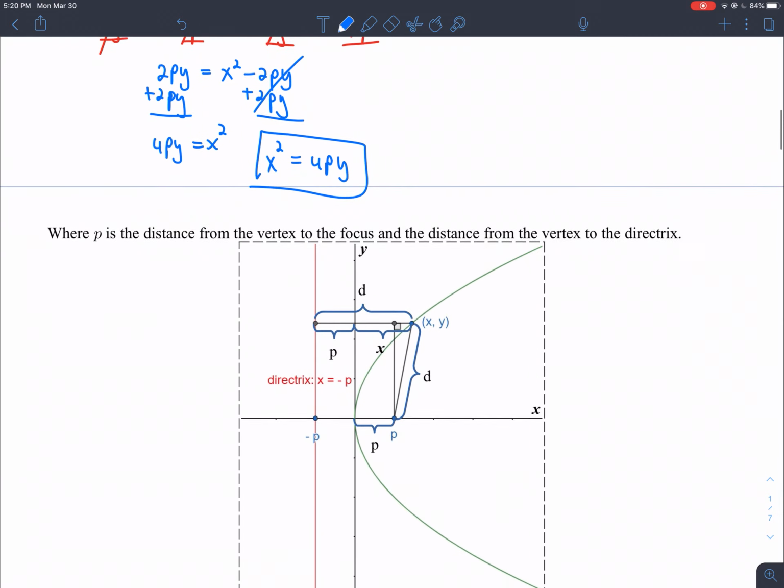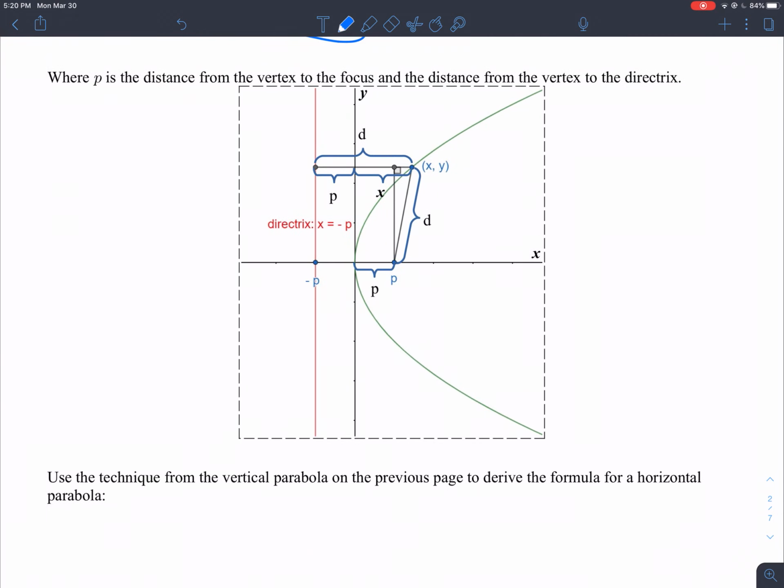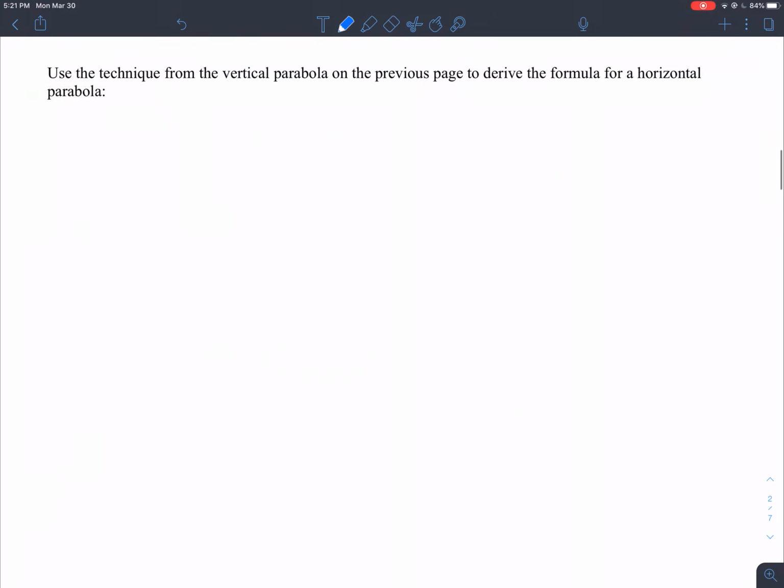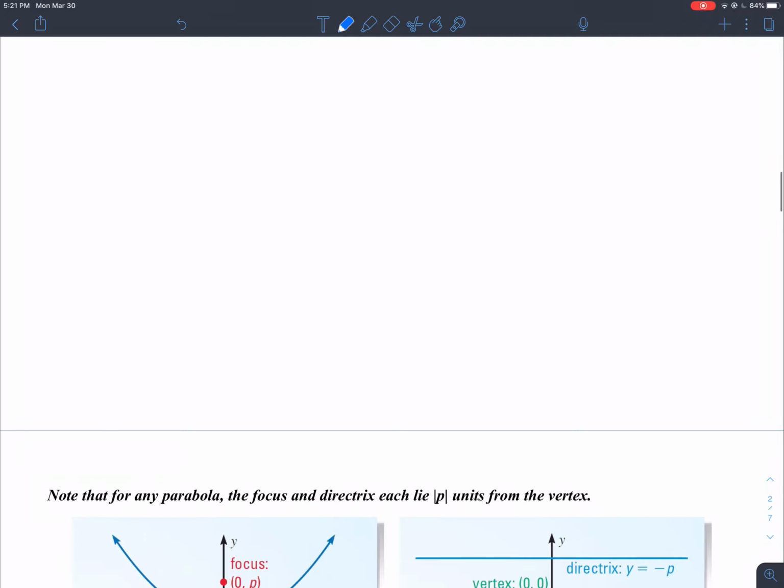Now your task is to go and look at this picture carefully. Very similar idea. I tried to annotate it even more so that you can get some information from it, and then use that same strategy to derive the formula. What you're supposed to get in the end is this. That's your goal. But there's a lot of work between the picture and getting to that formula.